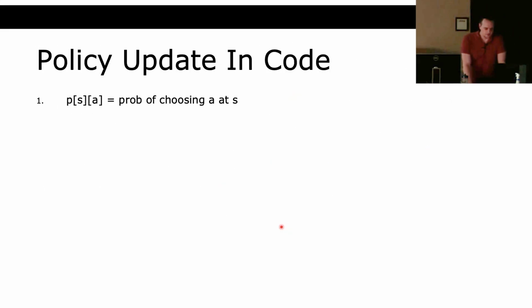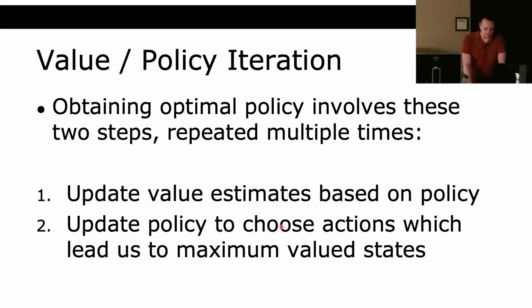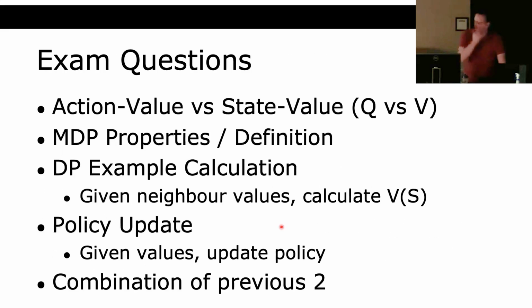Okay, so now that we've seen this, here are just a couple of exam questions that you could get on this. Action value versus state value, so that's the Q versus V. What do they mean? MDP properties, so the state, action, reward stuff, and the definition of the Markov property. If I gave you an example of a game, is this Markov or not Markov? Or come up with an example of a game that is non-Markov.